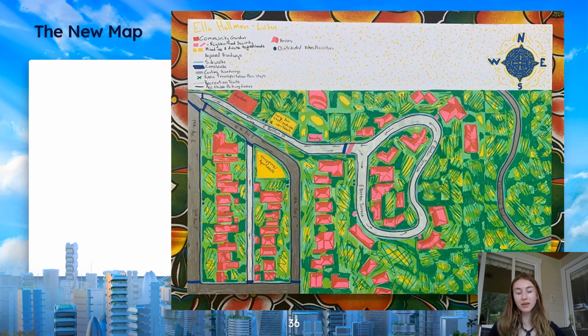And then the pink and red situations are all the pre-existing homes. And then there is some blue dots around the area showing how potentially scooters and bikes can be distributed around the city.